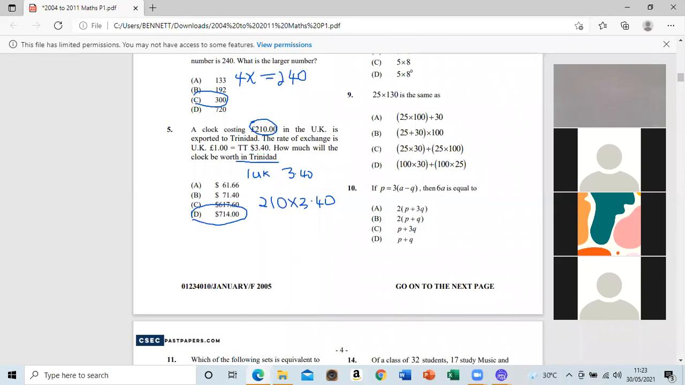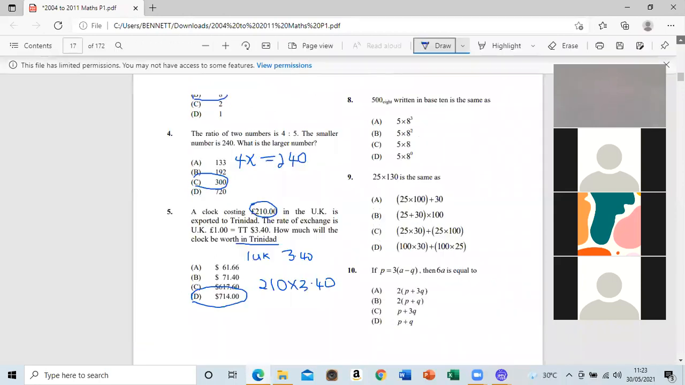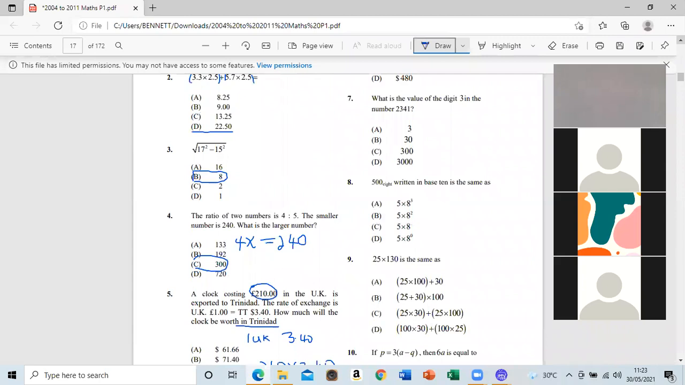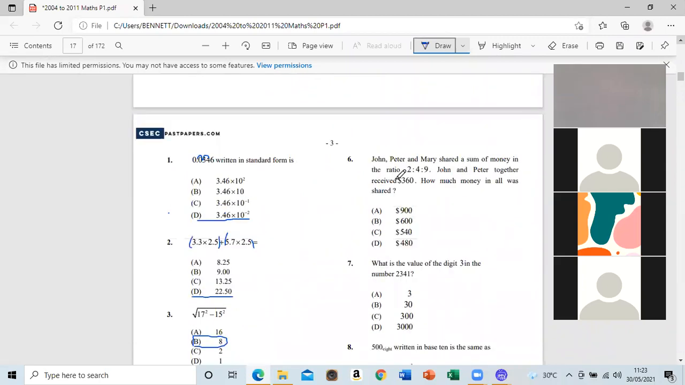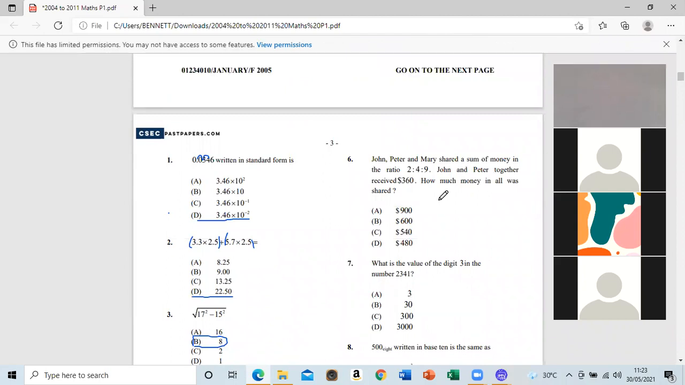Guys, look at these questions very carefully. You can see about the exact same question. It's a high possibility you're going to see it. Number 6. John, Peter, and Mary share a sum of money in the ratio 2 to 4 to 9. John and Peter together receive 360. How much was shared in all? This is not really a formula thing. It's more of reasoning.